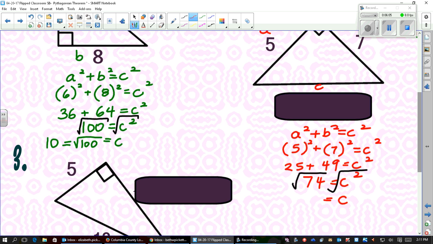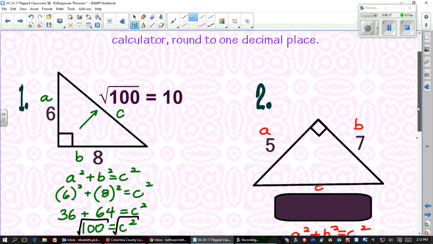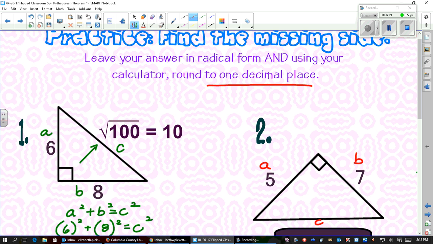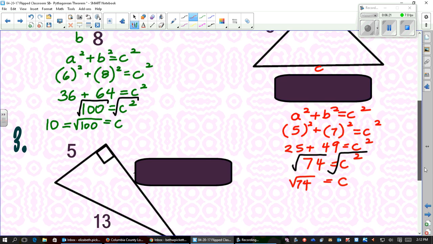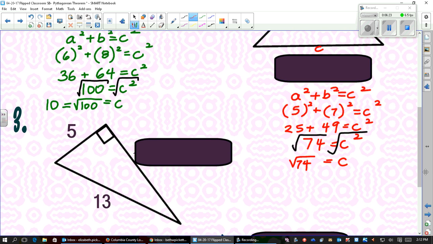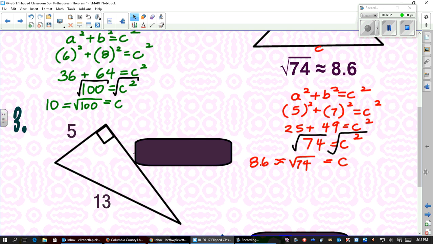So C equals the square root of 74. Now this time 74 is not a perfect square, so I'm going to go to my calculator and do the square root of 74. Okay, the directions told me to round to one decimal place for these. So I'm going to use my calculator and get that the square root of 74 is about 8.6. Okay, so those are my two solutions for that side.